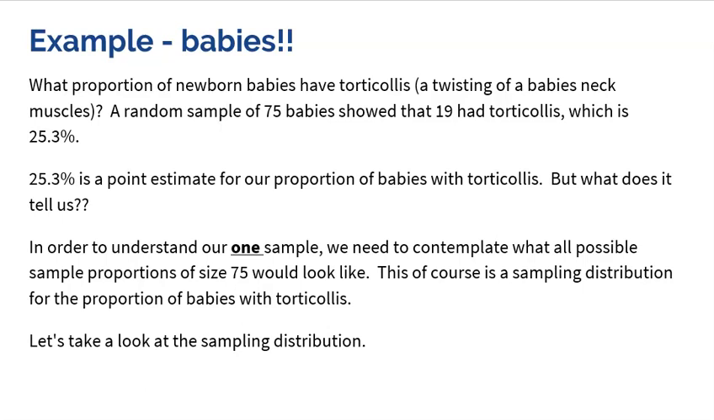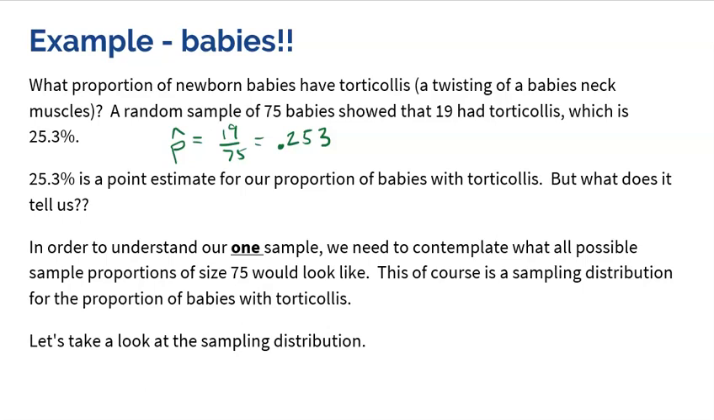Torticollis is a twisting of a baby's neck. Not really a major issue, but something that obviously parents should be concerned with. So we conducted a sample of 75 babies, and of those babies, 19 had torticollis. This is a p-hat. This is the proportion of a sample. 19 out of 75 is 25.3%, 0.253. So 25.3% would be considered a point estimate for our proportion of babies with torticollis.